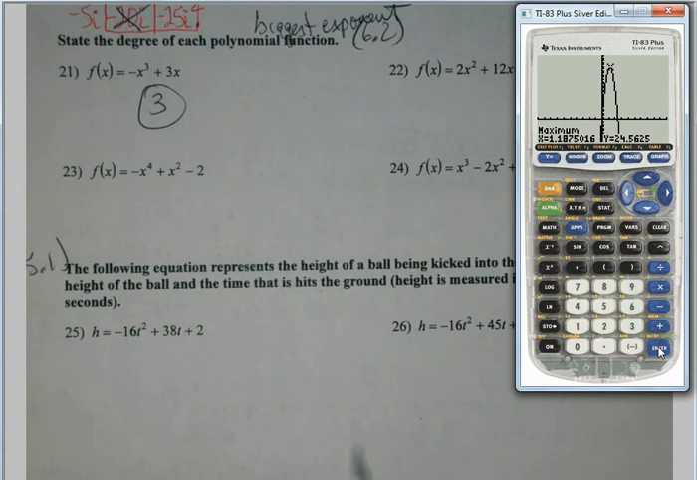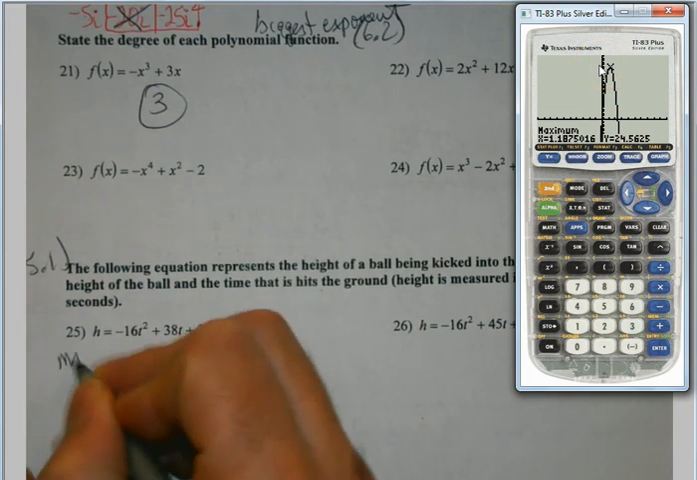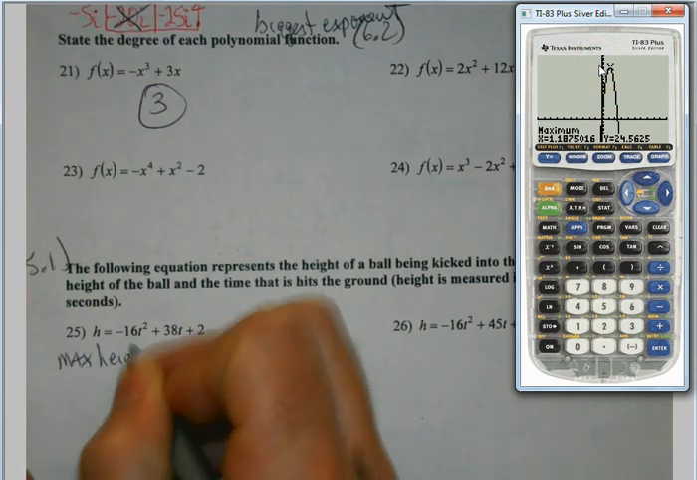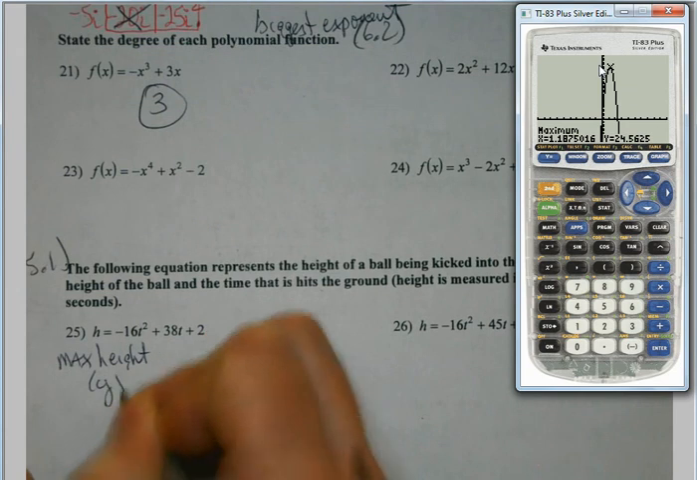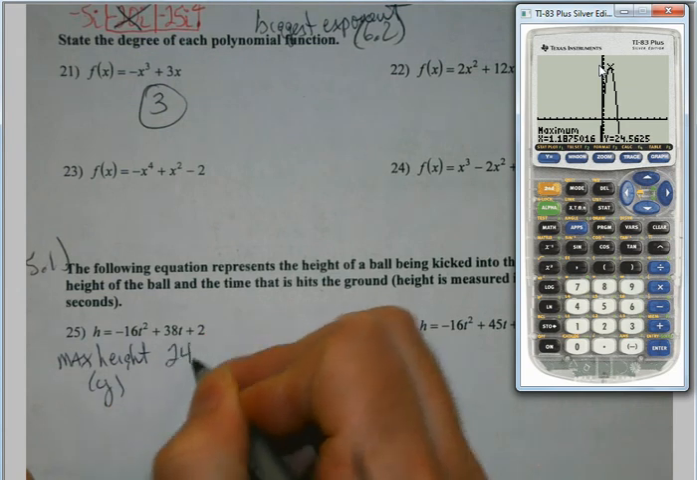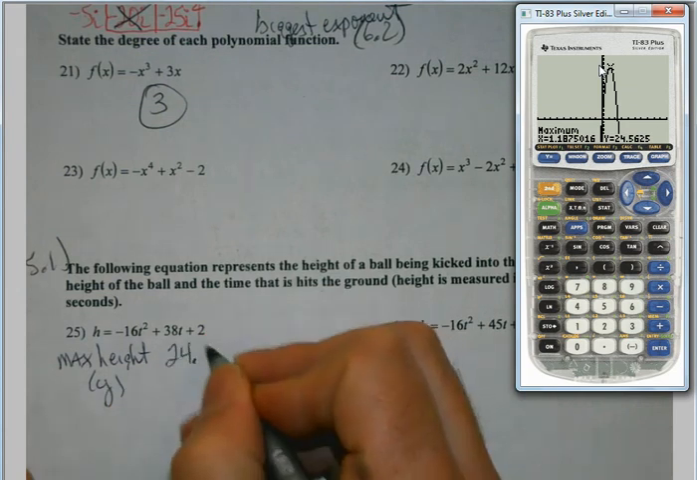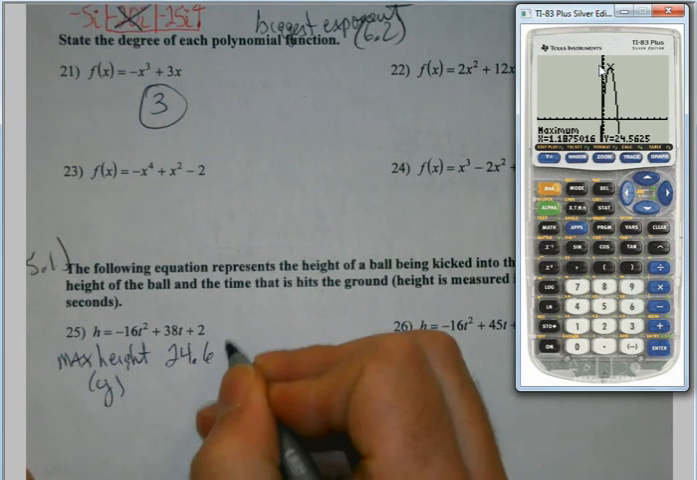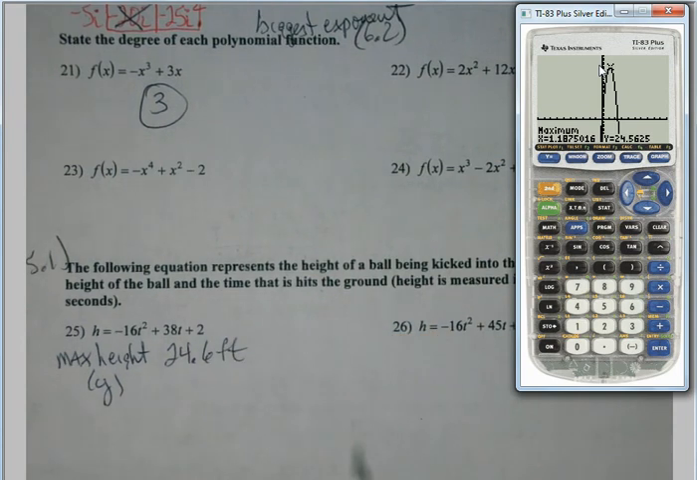Now, the maximum height, the height isn't my x value, the height is my y. So my max height, and I only want the y value of it, is 24.6. And it doesn't mention, but I think when it doesn't mention, that'd be feet. So I put that in.